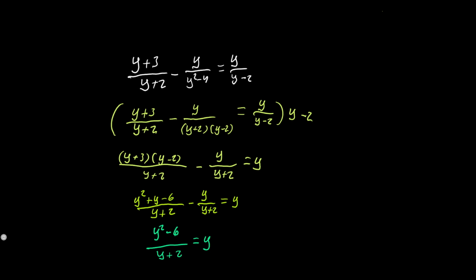Now we're going to multiply by y plus 2, which is going to give us y squared minus 6, and that equals y squared plus 2y. So we see that the y squared terms are going to cancel out since we subtract y squared, which is going to give us negative 6 equals 2y, and we get that y is equal to negative 3.